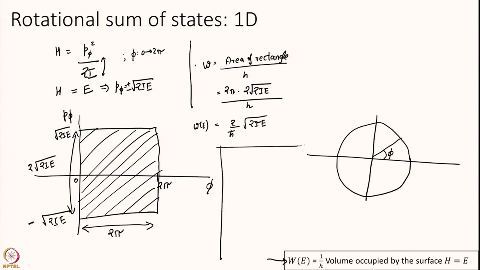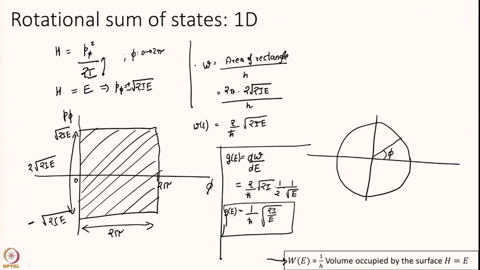I can also calculate G of E now as dW over dE. So, this is going to be our strategy for classical mechanics at least, and remember that for rotations classical mechanics is usually very good. So, this is a pretty good approximation for what we are doing. So, this will be equal to 2 over h bar root 2 I into half of 1 over root E. So, this is nothing but 1 over h bar root of 2 I over E. I am not doing the quantum version here right now, but classical mechanics usually holds very well anyway.